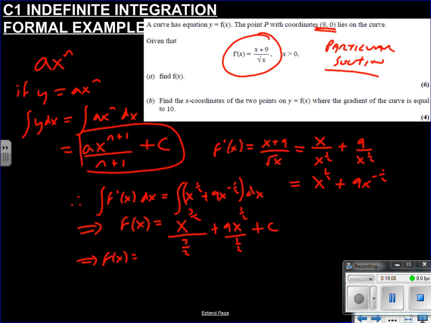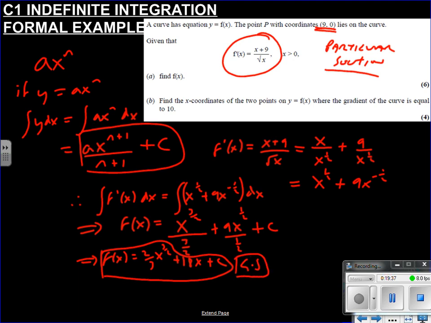And now just tidy this up. So that over the fraction flips, doesn't it? So you get 2 by 3 x to the 3 by 2 plus the 2 flips up 18x plus c. So here is my answer to f of x, but it's asking for f of x specifically, and therefore I need the particular solution. So at the moment this is my general solution, so you could write that as g dot s if you like, but I need to know the particular solution.